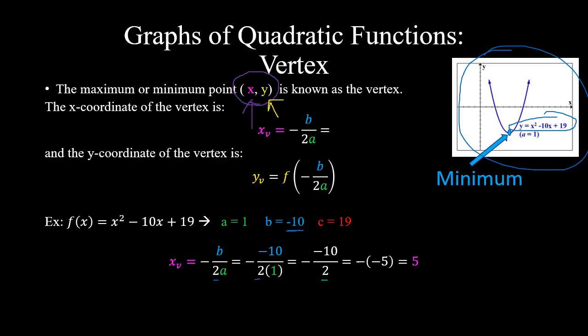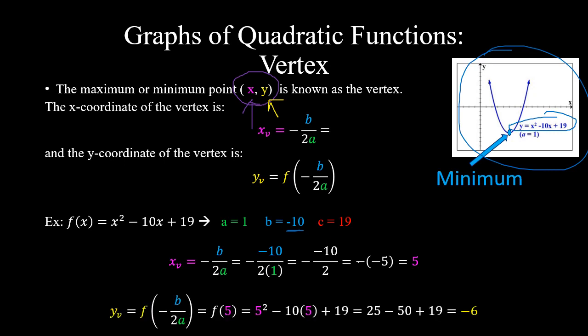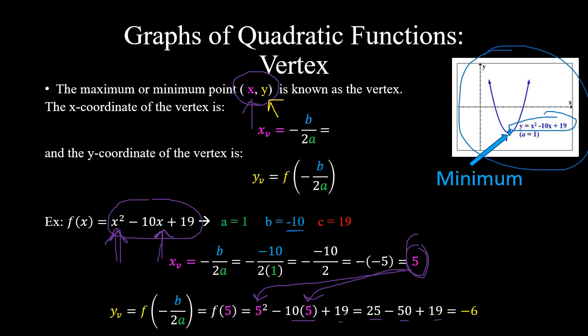Let me clear some of this up so it's not so messy. Okay, well, to find the y-coordinate of my vertex, I'm simply going to plug the x value that I just got into my function, right? Here's my function, x squared minus 10x plus 19. So wherever I see an x, I'm going to plug in the value 5, okay, which gives me 5 squared minus 10 times 5 plus 19, okay? I just took this 5 right here and plugged it in everywhere I saw an x in my function. So 5 squared is 25, 10 times 5 is 50, 19 is just going to stay 19. 25 minus 50 is negative 25. Negative 25 plus 19 is negative 6.